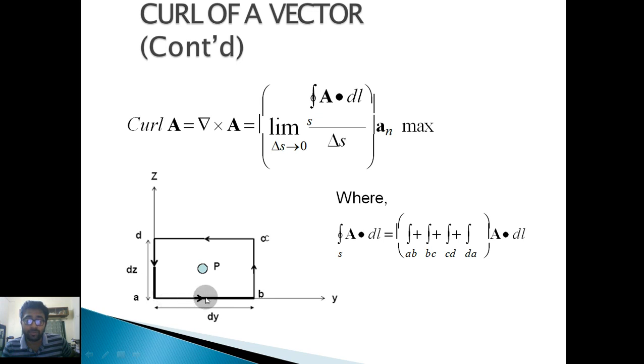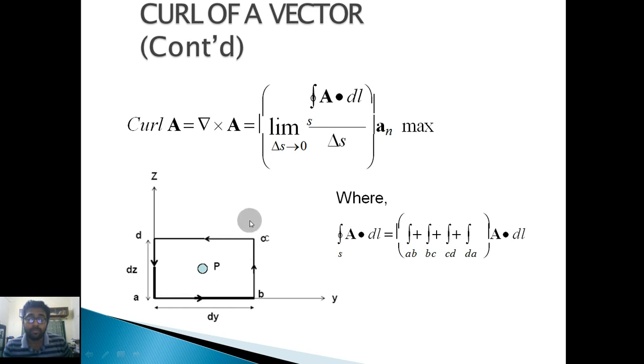Now this is the direction of that specific vector. Now if this is a closed path, then the whole vector direction is in a circular motion, or in a circulation. This is not circular motion, this is circulation. Now this is the circulation.